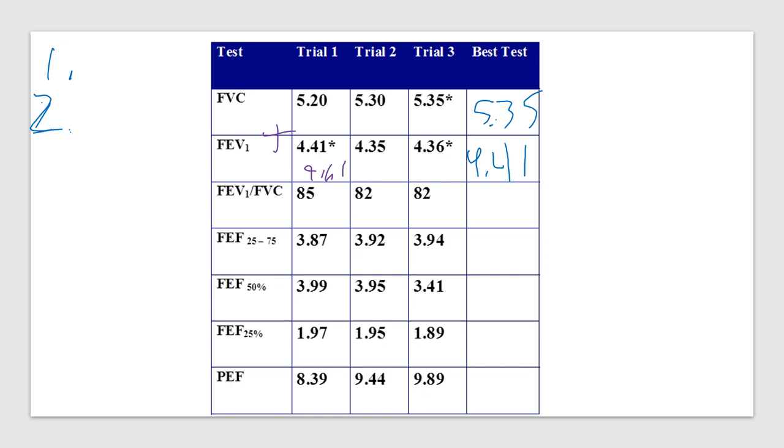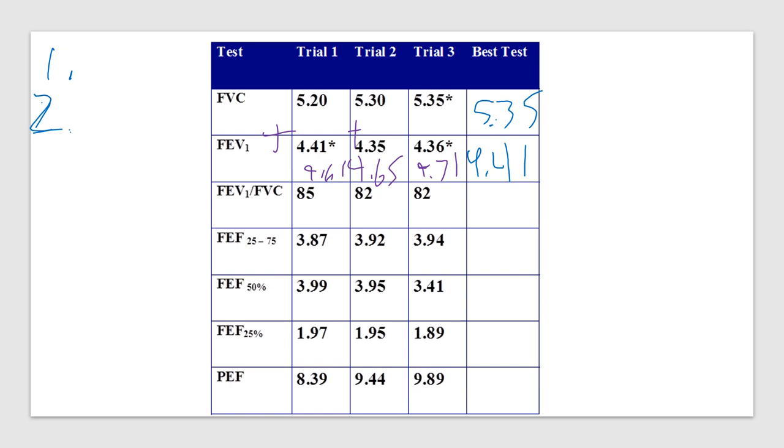All right. Then I'm going to take the next one. 5.3 plus 4.35. Do you see what I'm doing? 5.3 plus 4.35 equals 9.65. All right, and then same with the third one. 5.35 plus 4.36 is 9.71. Ooh. So by far, that one has the largest numerical value.